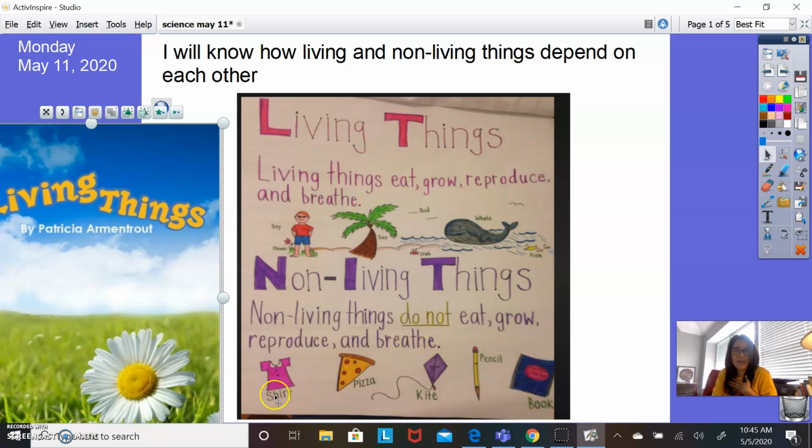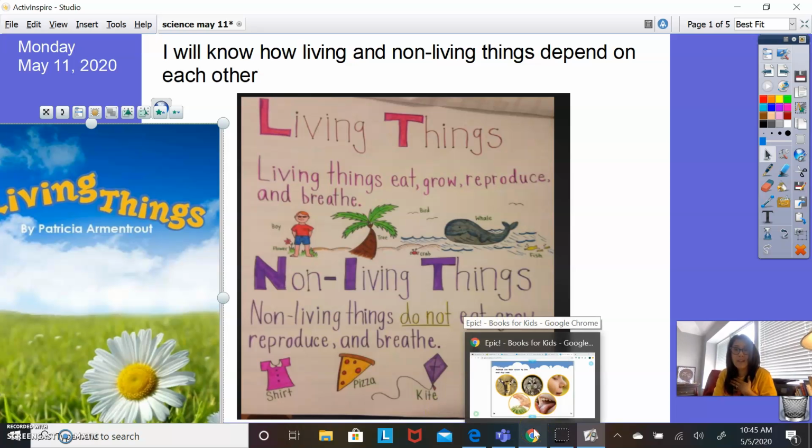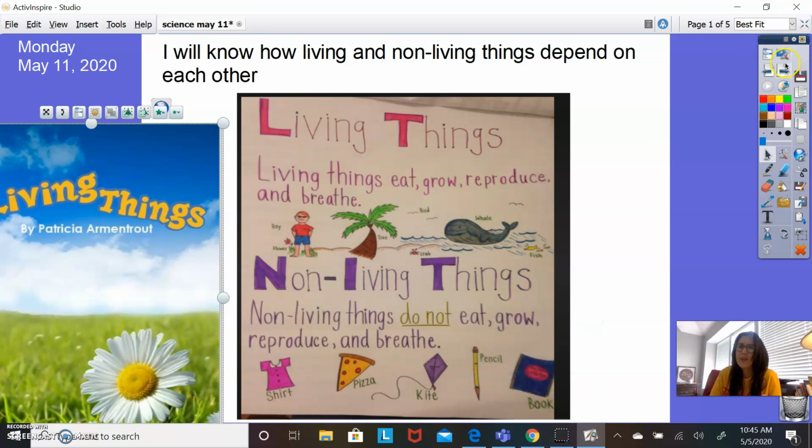But what about down here? Does a shirt need to eat? Ever heard of a shirt eating, have you? What about pizza, or a kite, or pencil, or book? Those are examples of non-living things, right? Okay, now that we have an understanding of that, let's go to this next slide.